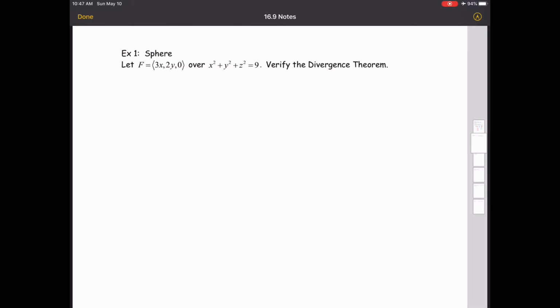Okay, example number 1 says we've got a sphere. We want to let F equal the vector field <3x, 2y, 0> over the sphere x squared plus y squared plus z squared equals 9. We want to verify the divergence theorem. Verifying the divergence theorem means we're going to show that the flux through the surface can be determined in 2 ways. We're going to show that it can be done using the surface integral, and then we're also going to show that it can be done using the divergence theorem. So let's go ahead and do our surface integral first.